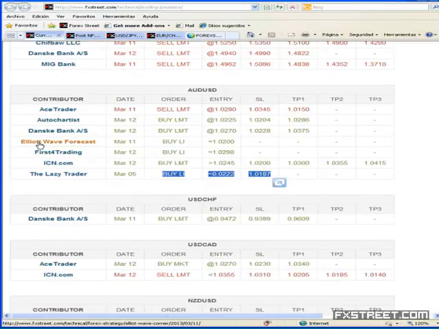We see first for trading, Elliott wave forecast, the lazy trader. All these have interest in buying the market at levels probably below current market prices. At approximate, you see the symbol here for approximate this level, or above this. Well, in this case is a limit, but okay.